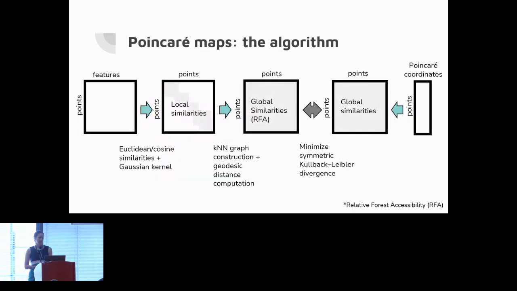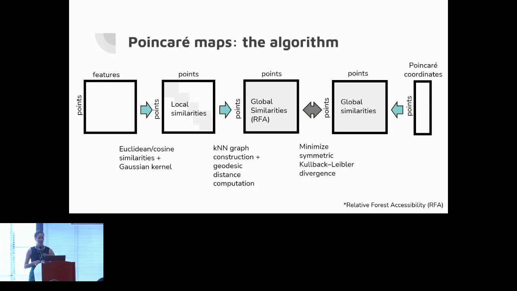And so the algorithm basically, without going too much into the details, would take your data encoded by the features. It will calculate some local similarities and construct a graph, a kind of nearest neighbors graph, on it. And we'll try to find the 2D projection in the hyperbolic space by minimizing the Kullback-Leibler divergence between the two spaces so that the distributions would be pretty similar in the projection and the original space.